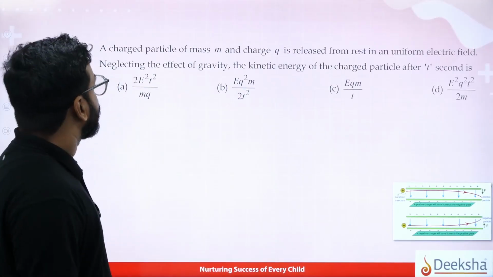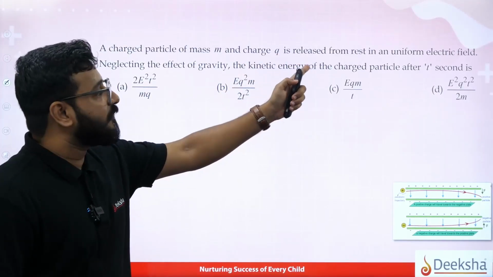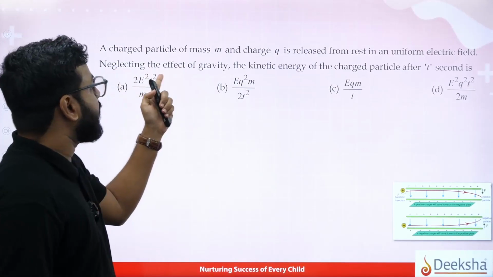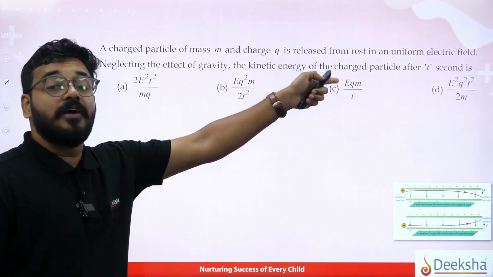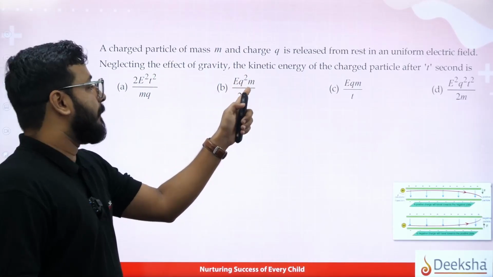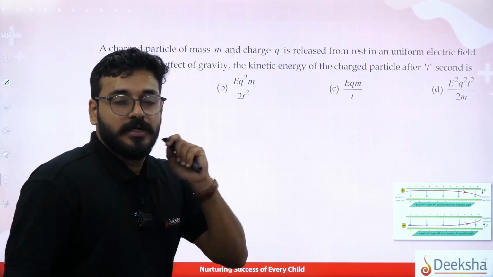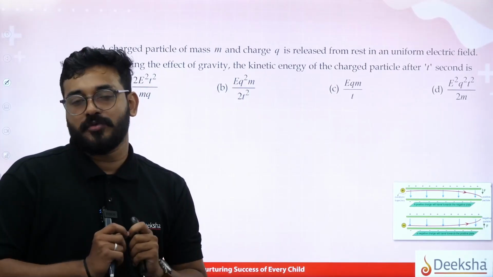Okay. So here, a charged particle of mass M and charge Q is released from rest in a uniform electric field, neglecting the effect of gravity. The kinetic energy of the charged particle after t seconds is: 2 E square t square by mq, E q square m by 2t square, E q m by t, or E square q square t square by 2m. So take a pause, try to solve this problem and come back as soon as possible.